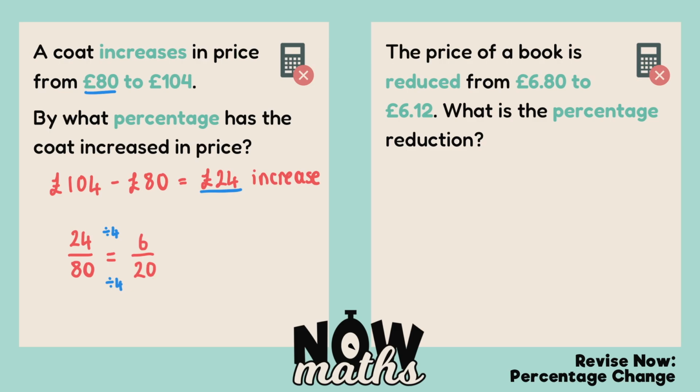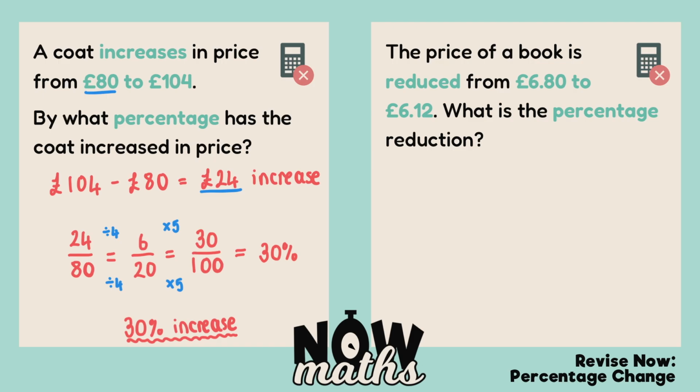Now, 20 is a factor of 100, so we can try and make this fraction have a denominator of 100 from here. And 20 goes into 100 5 times, which means we have to multiply the denominator and the numerator by 5, and 6 times 5 gives us 30. So we have 30 over 100, which is the same as 30%. So that tells us that the coat has increased in price by 30%. And that's the answer to our question.